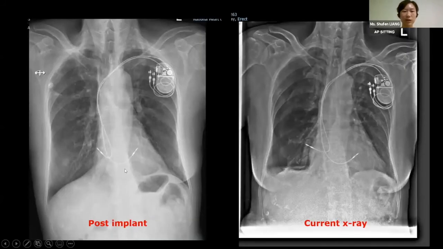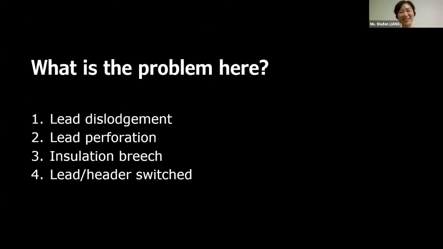So on the left is the X-ray, post-implant, and now this is the X-ray that we have. Is this quite definitive of what you think it is? Is it a real patient, Shubhan? Yes, it is. Okay, so let's see if we are all on the same track.